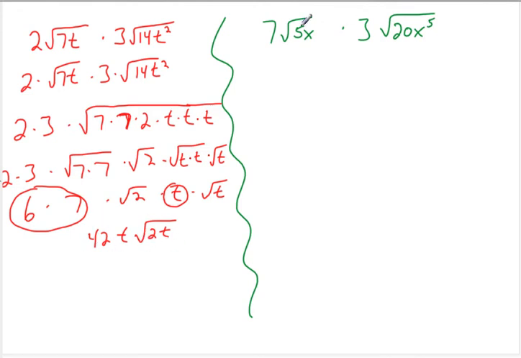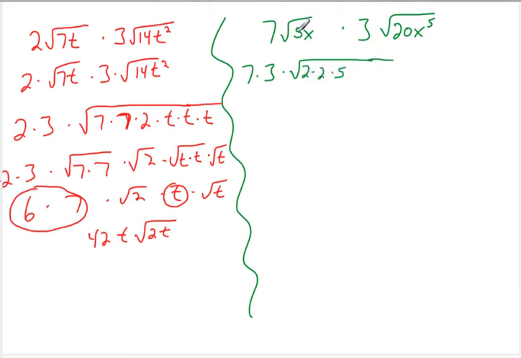So let's take a look at the green one. Pretty similar. The 7 times 3 are outside of the radical. What's inside the radical are, we have 20 is 2, 2, and 5.